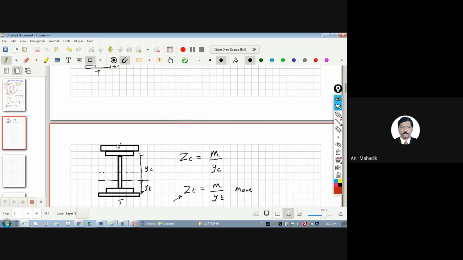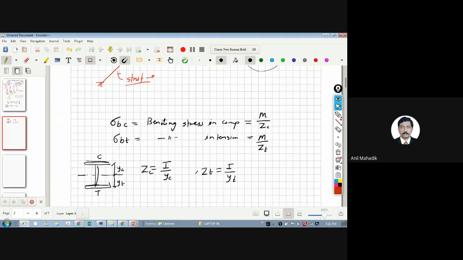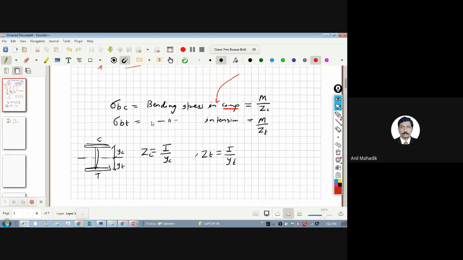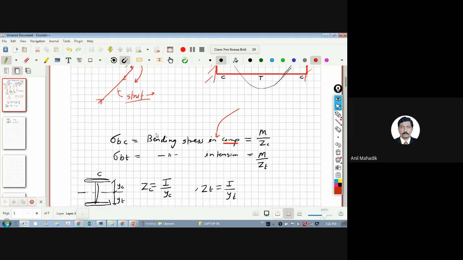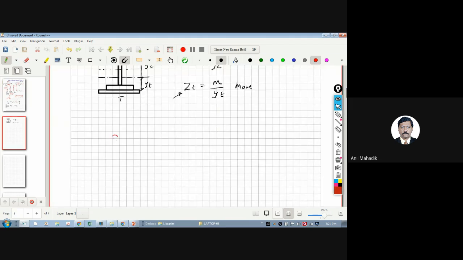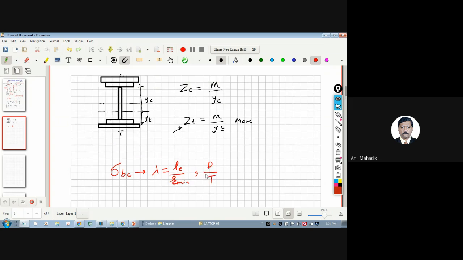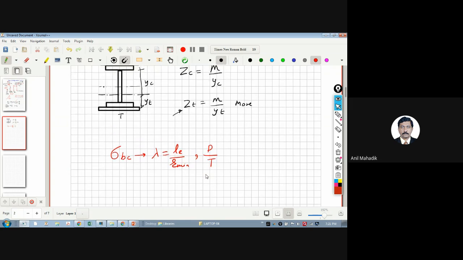Now in the design, there is a bending stress in compression, and we know that if there is a compression in any member, then it depends on the slenderness ratio. So if you want to calculate the sigma BC permissible, the permissible stress in bending compression, it depends on slenderness ratio, which is L effective upon R minimum. And one more term is there in beam design. It also depends on D upon T ratio. D is the depth of the beam and T is the thickness of flange.